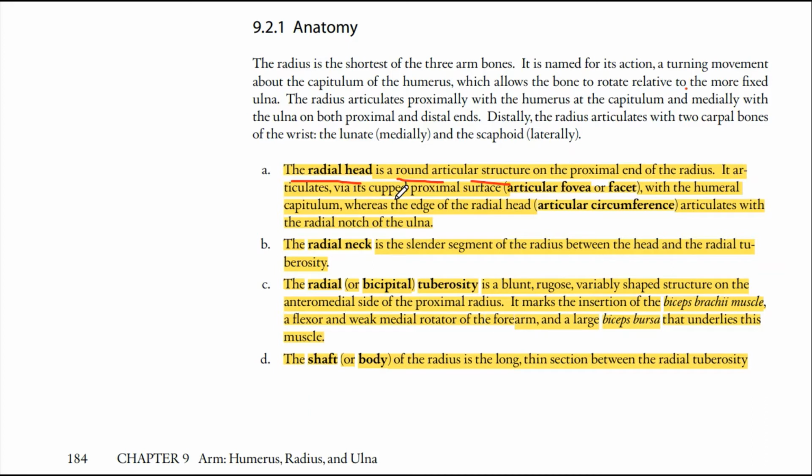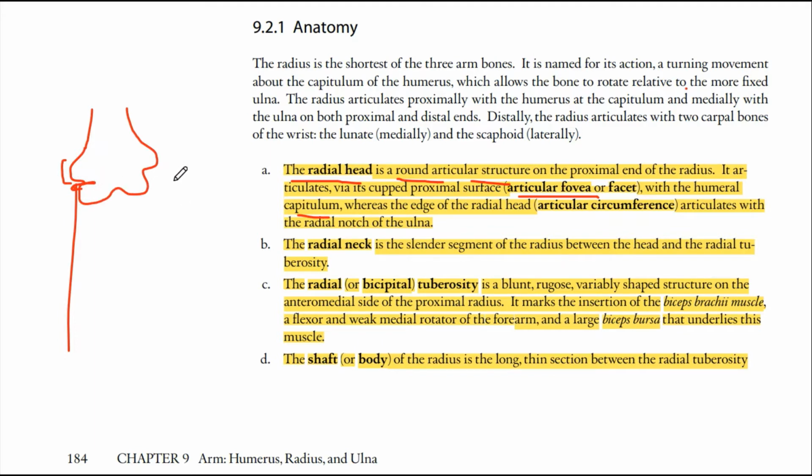It articulates through its cupped proximal surface, which is the articular fovea, or the facet, with the humeral capitulum. Now if you remember, in the humerus bone the capitulum is at the distal end, something like this structure. Here was the radial end and here was the capitulum. So here is where the radial head fits into, and it also articulates with the radial notch of the ulna.